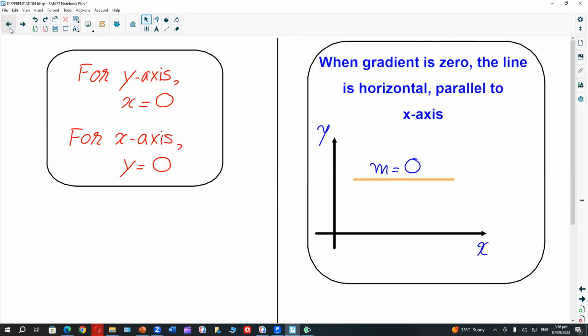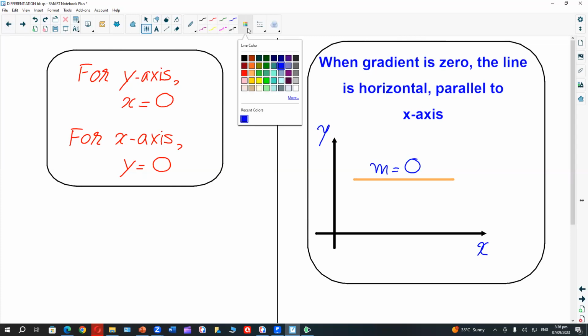Now, come in your notes section. When gradient is 0, it will mean the line is horizontal. Horizontal means parallel to the x-axis. If gradient is 0, it is a line parallel to the x-axis. For the y-axis, you have to put x = 0, and for the x-axis, you have to put y = 0. It's always opposite. Copy this screen in your notes.